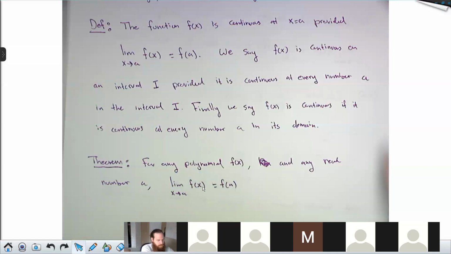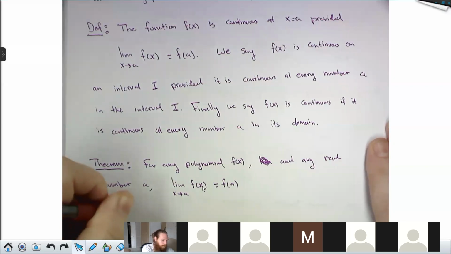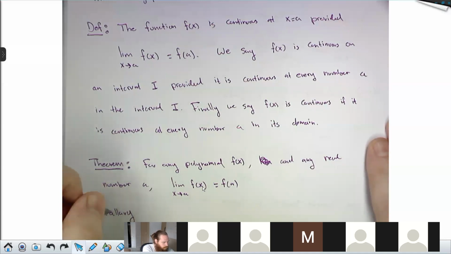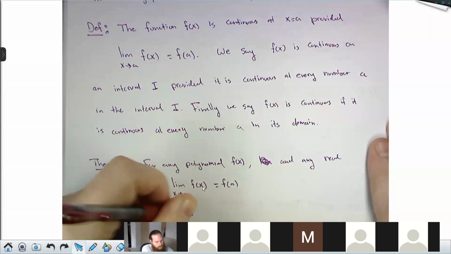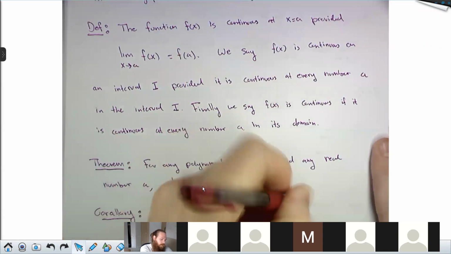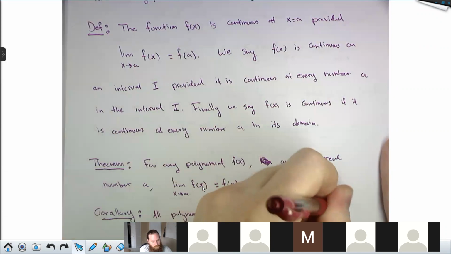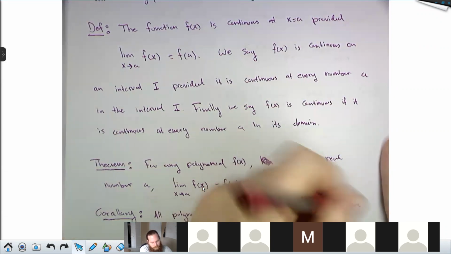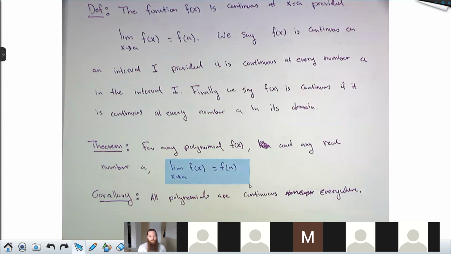A consequence of this is, I call it corollary: all polynomials are continuous everywhere. Right, because the domain of any polynomial is all real numbers. And this is the definition of continuity. So polynomial functions are continuous everywhere.